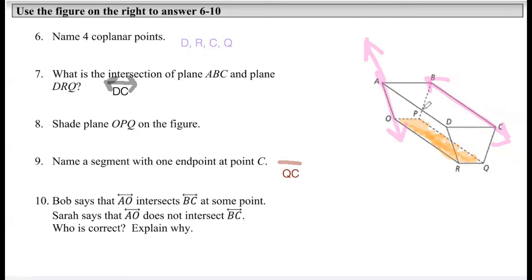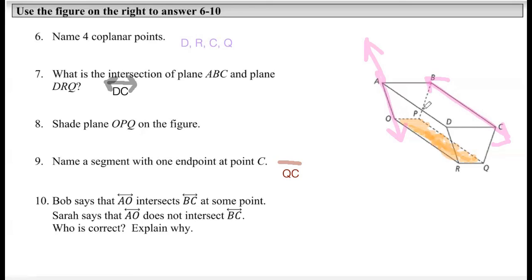Okay. Sarah says they do not. Who is correct? Explain why. So think about that for a moment. Who do you think is right? And remember, this object is three-dimensional. It's just drawn on a flat 2D surface. And it's difficult to really capture the essence of a 3D object on a 2D plane, but this is 3D.